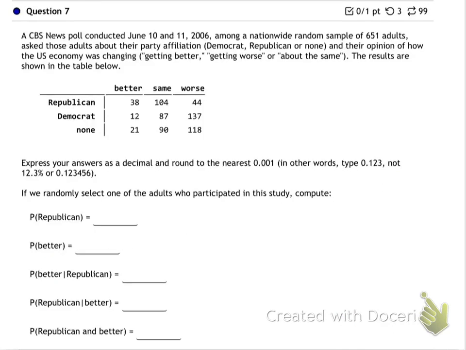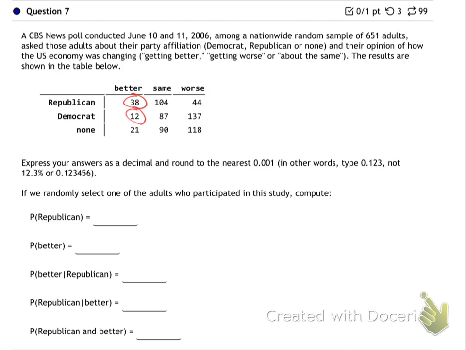Okay. So this data, let's make sure we understand the table first off. Tell me about those 38. They think the economy is getting better, and they're Republicans. The U.S. economy is getting better, and they're affiliated with the Republican Party.